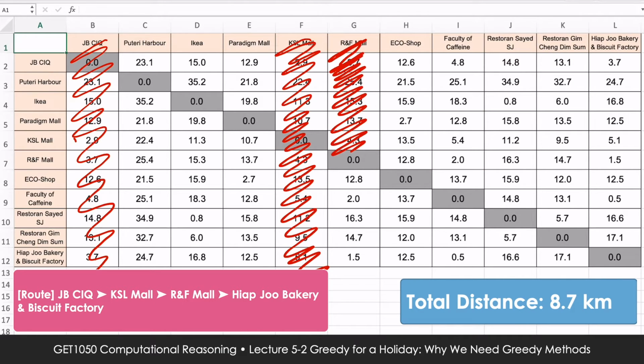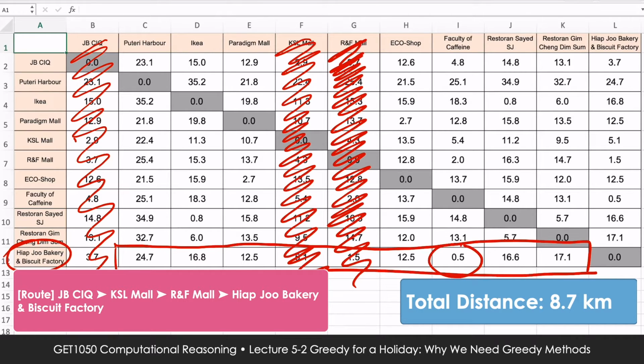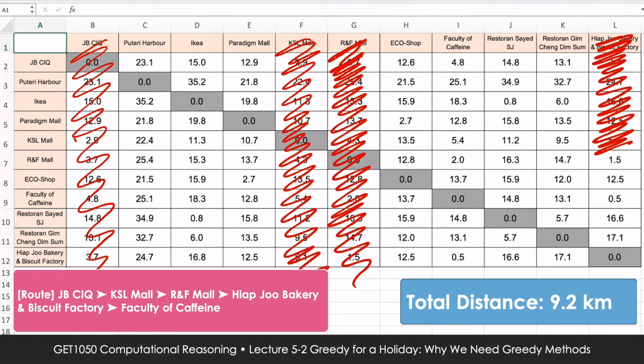Do you understand how it plays out? How we can find our shortest route using the greedy method? If you do, feel free to pause the video and try to complete the route on your own. If not, you can continue playing the video and I'll run through the sequence on the screen for you.